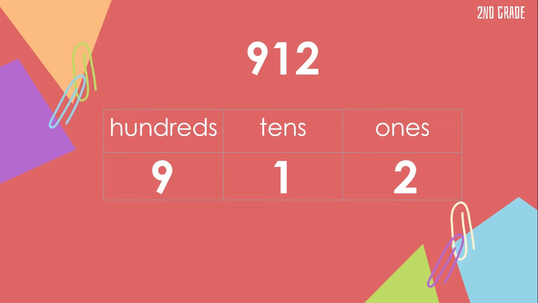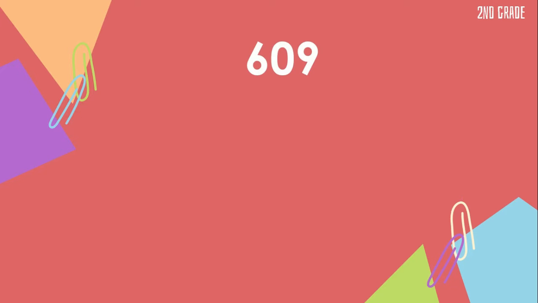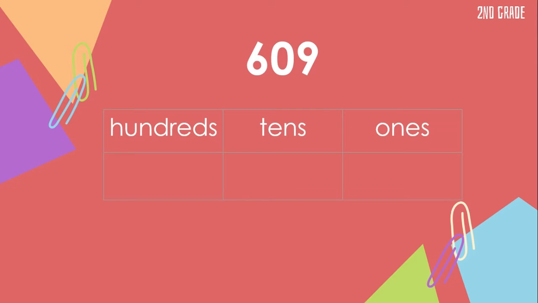And for our last example, we have 609. So 9 is for ones, very good. 0 is for tens, and 6 is for hundreds, very good. We have 6 hundreds, 0 tens, and 9 ones.